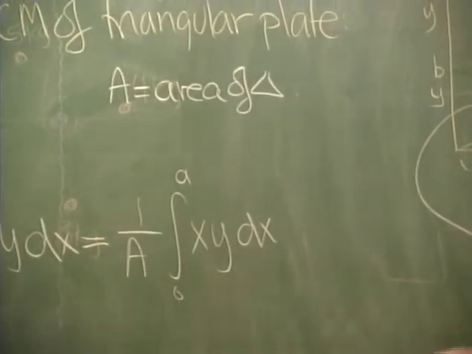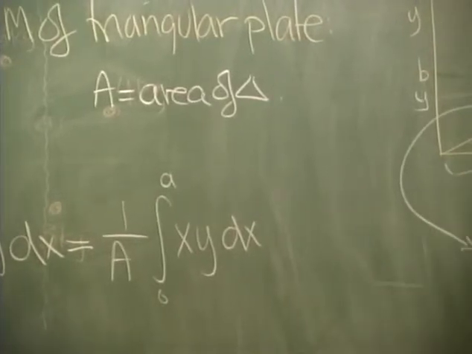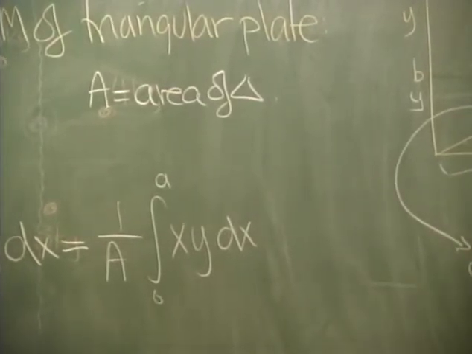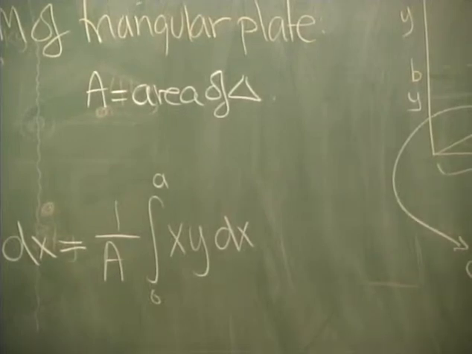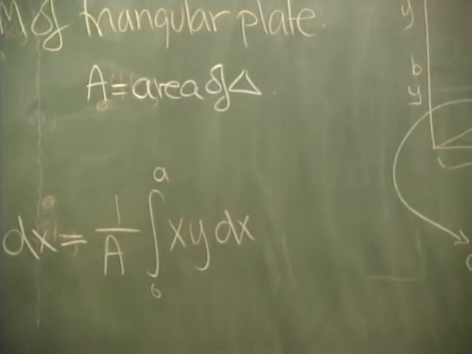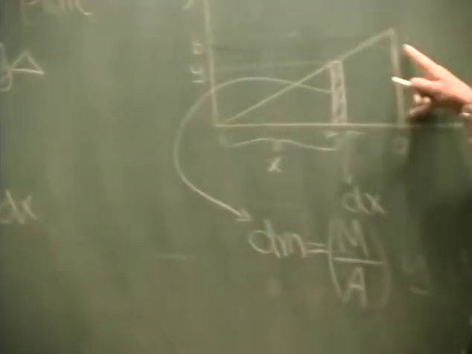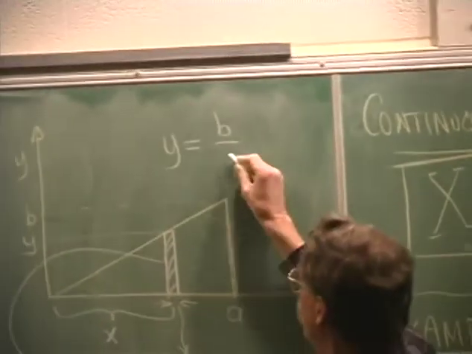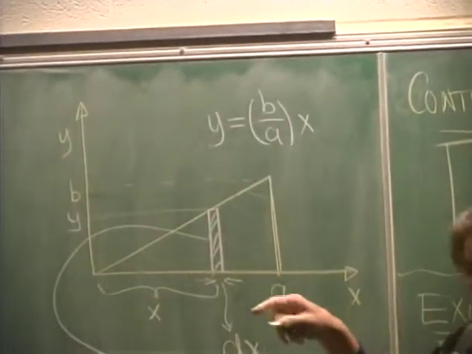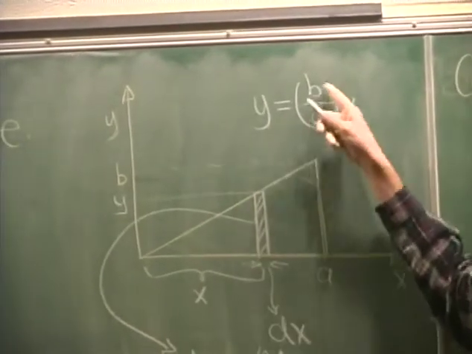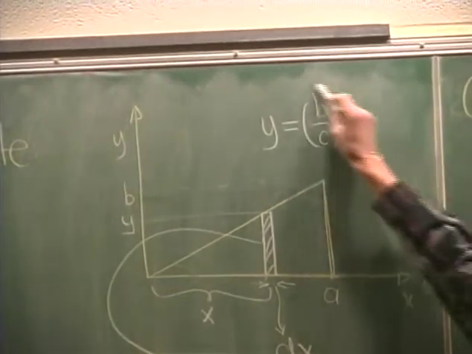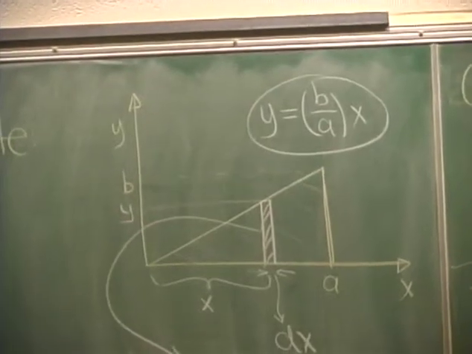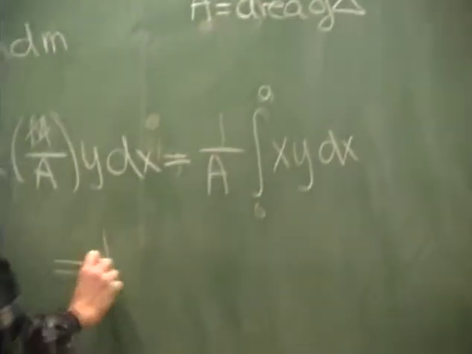What is y as a function of x? If x is this distance here, and y is that height there, can you spot the formula? The formula for this line, actually, y is equal to the slope, that would be rise of b over run of a, times x. Isn't that right? Y over x is b over a by similar triangles, if you want to think of it that way. That's the formula for that line there. Y is equal to b over a times x. Let me plug that in here, and now I really can do the integral.